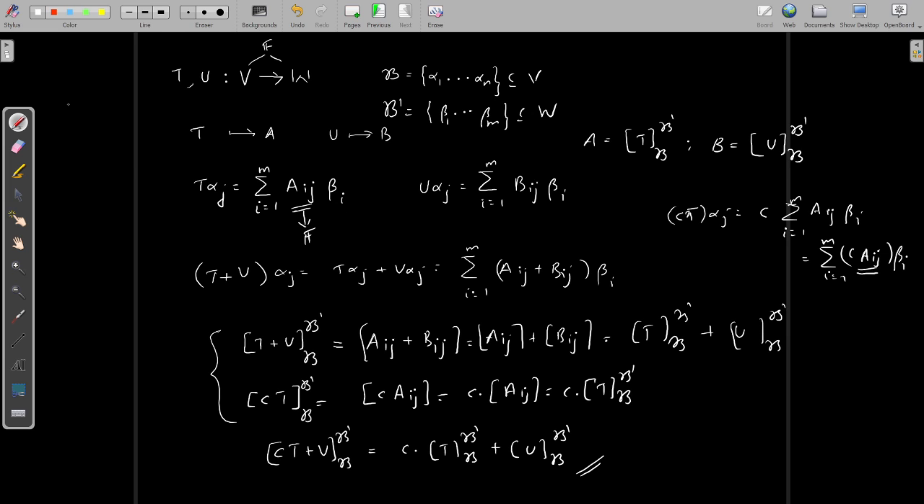So next we will define an isomorphism between the set of all linear transformations from V to W, denoted by L(V, W), and we will prove that it is isomorphic to F^(m by n), the vector space of all m by n matrices.